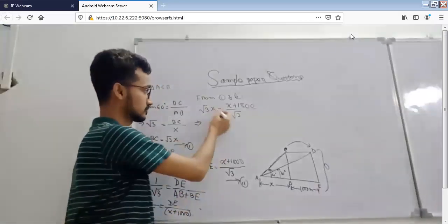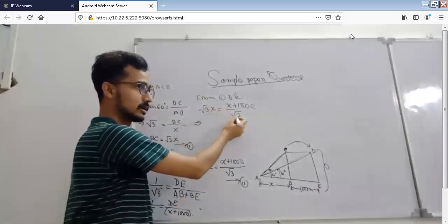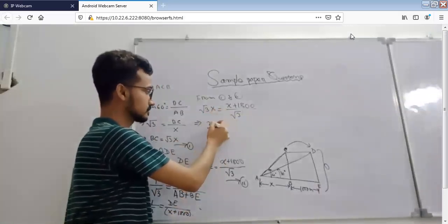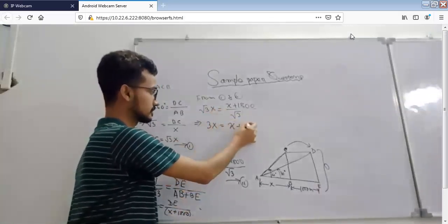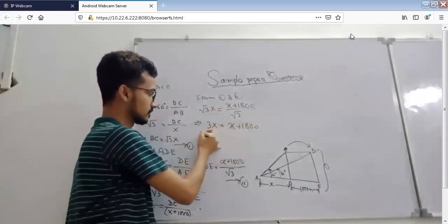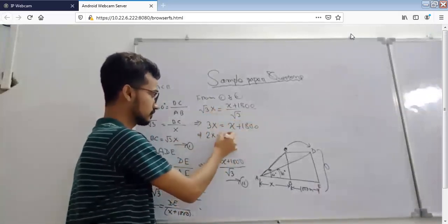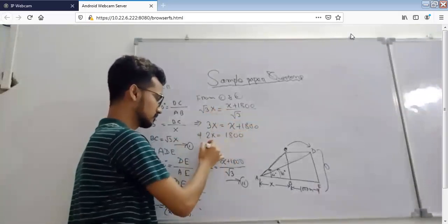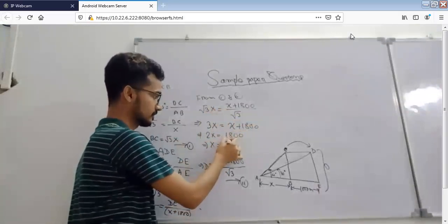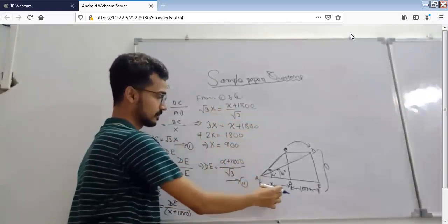Yes or no? If you cross multiply, root 3 into root 3x, it will be 3x. Then it will be x plus 1800. Now if you simplify it, it will be 2x equal to 1800. So your x will be how much? If you divide it, it will be 900. That means the value of x is 900.